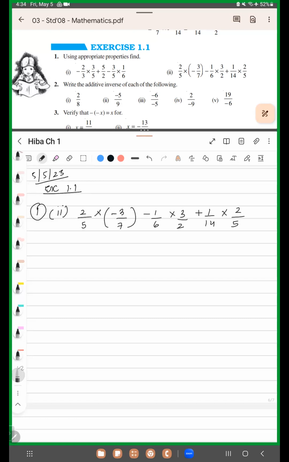So over here, first recognize, identify the terms. This is one term. This is one term. And this is one term. Do we have anything that's common over here? 2 by 5. 2 by 5. Very good. So we can write the first term and the last term together, and the middle one we can write to the last. Very good.